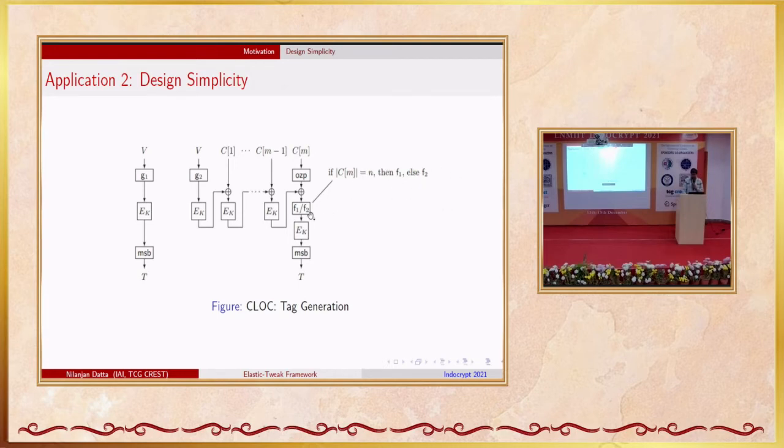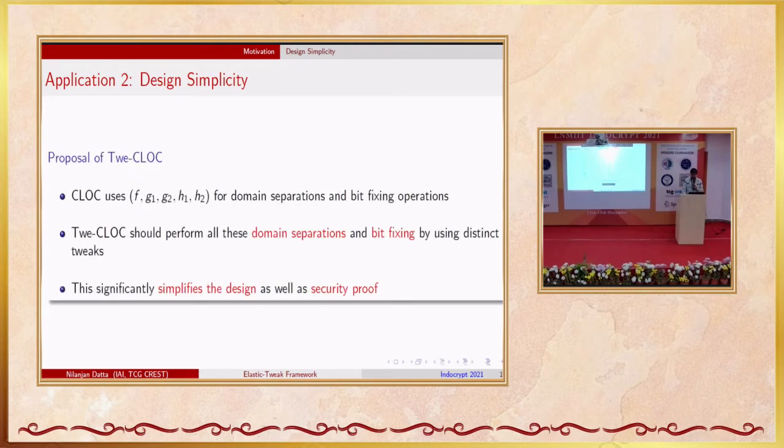And you need to take care of several bad things. So instead of that, what you can do, instead of using this AF, G1, G2, H1, H2, and these bit fixing operations, you simply use the same key and just use different tweaks to separate the domains. So that will actually give you a very good modular design, as well as simplify the security proof.